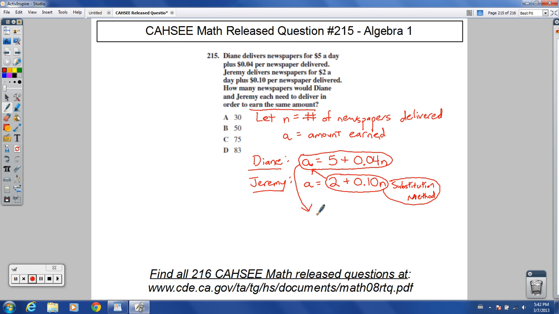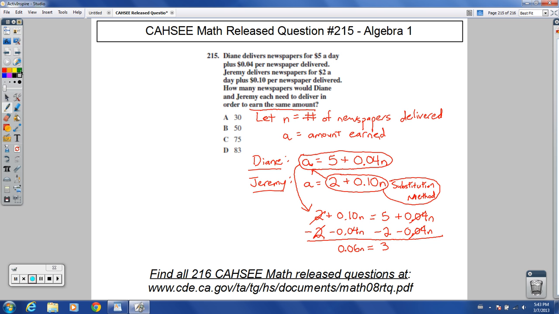This would become, you'd have 2 plus 0.10n would equal 5 plus 0.04n. So I'm going to try to get n by itself. I like to keep things positive, and so I noticed if I subtracted 0.04n, that would keep the n part positive. This would go away here and here, that would cancel. I'd be left with 0.06n, and I'm going to take care of the regular numbers in the same step here. So minus 2, this will go away here and here. I'd be left with that equaling 3.